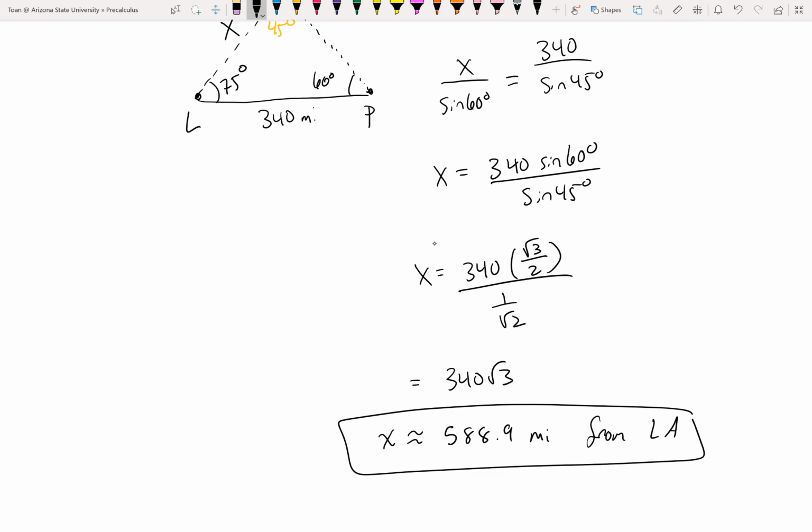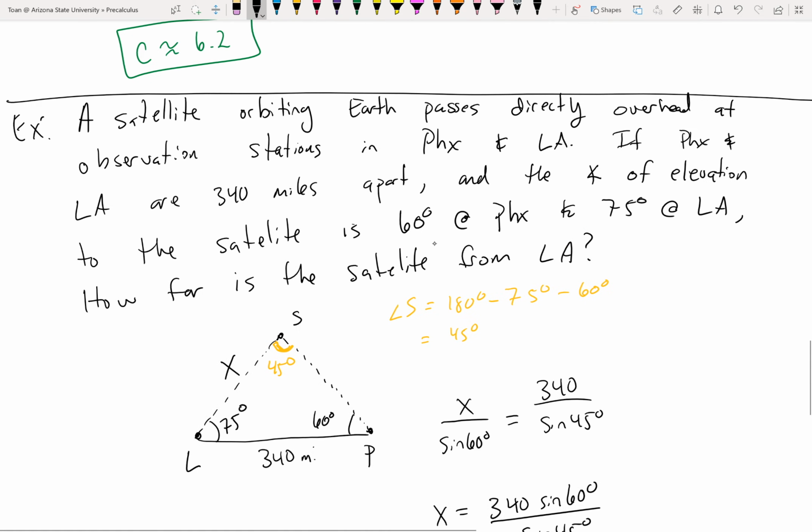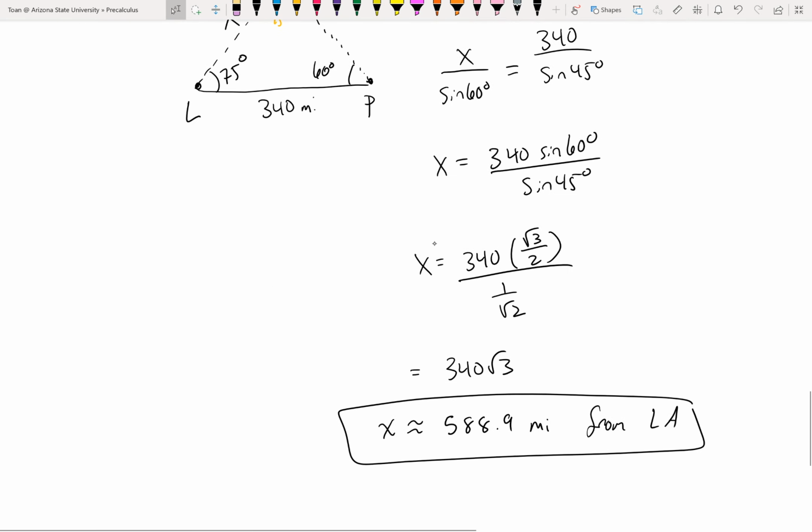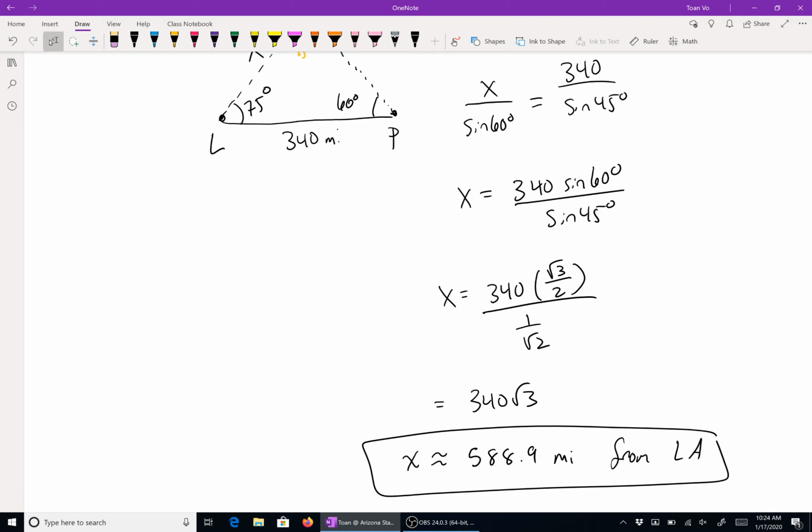So, it doesn't matter if it's a word problem. Doesn't matter if I give you a picture from the get-go. The idea is if it's not a right triangle and you're given an angle opposite side pair, law of sines will take care of all your needs. Go ahead and give that a practice, and good luck.